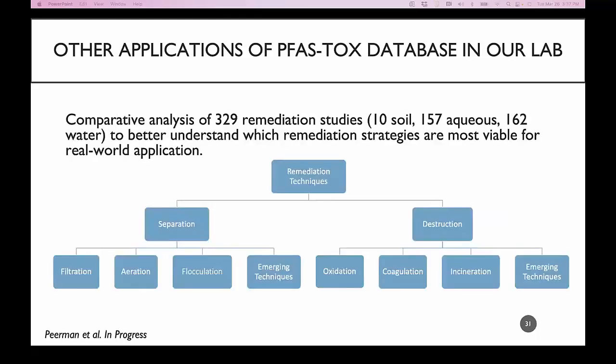All right, and we've also used the database to conduct a comparative analysis of remediation studies on PFAS in soil or water and aqueous environments, and that's really to better understand the techniques and the technologies that are currently being developed and what the advantages and challenges of each are, so that we can better understand which are the most viable for actually scaling up from the lab to real-world applications, since we all know that the persistence of PFAS will remain a problem long after we're able to reduce the source of exposure.